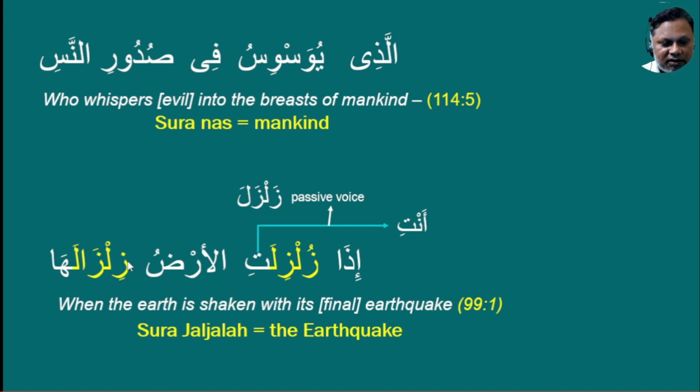Now again, what is this zilzal? This is the verbal noun. Zilzal means earthquake. The verbal noun pattern was fi'lal, which gives zilzal. Zilzal is the verbal noun and its meaning is earthquake. Idha zulzilat il-ardu zilzalaha. Ha means its. Zilzalaha means its earthquake. Idha zulzilat il-ardu zilzalaha means when the earth is shaken with its earthquake. This is from Surah Zalzala, the earthquake.